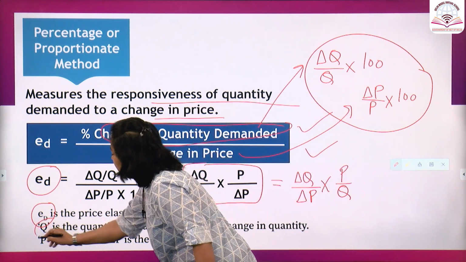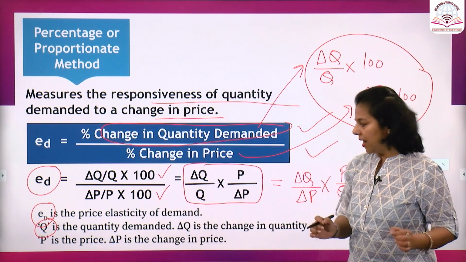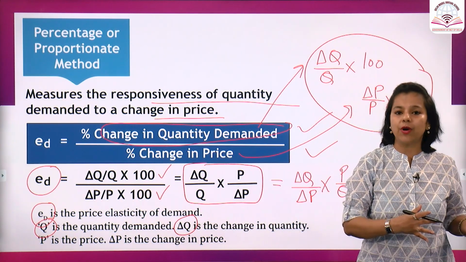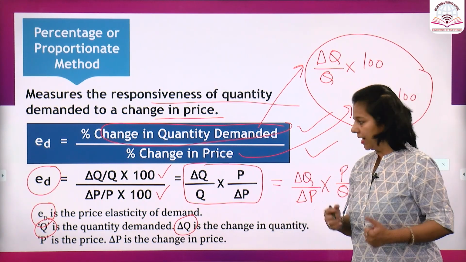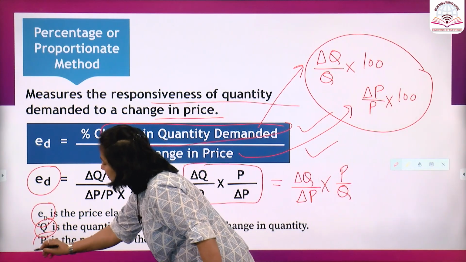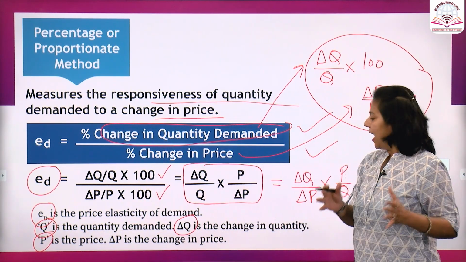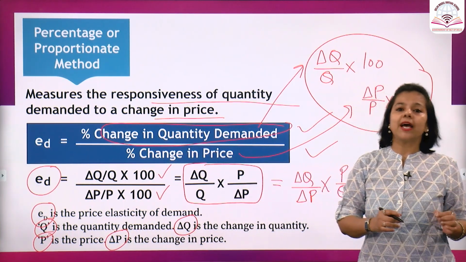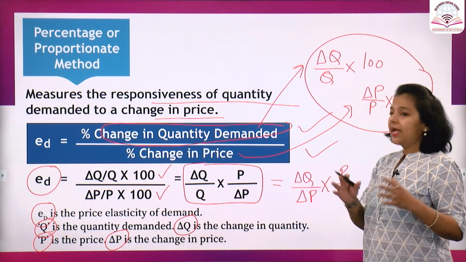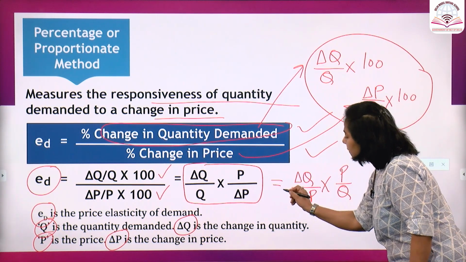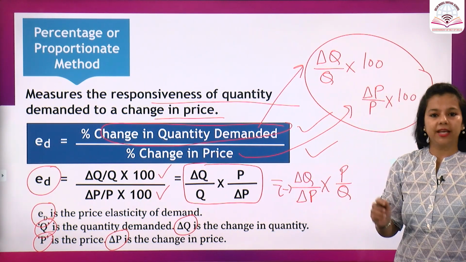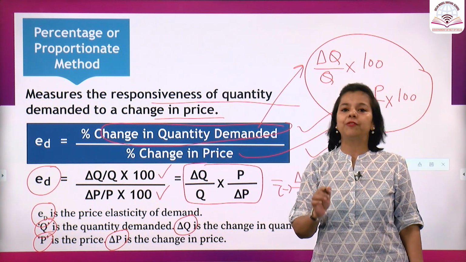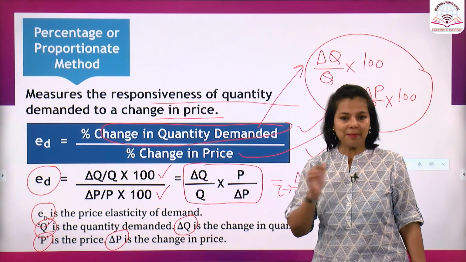Here, Q is the original quantity demanded and change in Q is the difference between original quantity demanded and new quantity demanded, whereas P stands for original price and change in P stands for difference between original price and new price. In some of the books, you will also find a minus sign written over here, which is basically due to the negative relationship between price and quantity demanded.